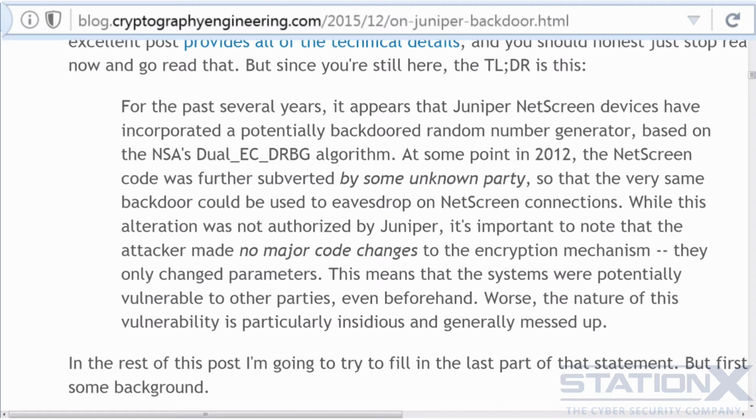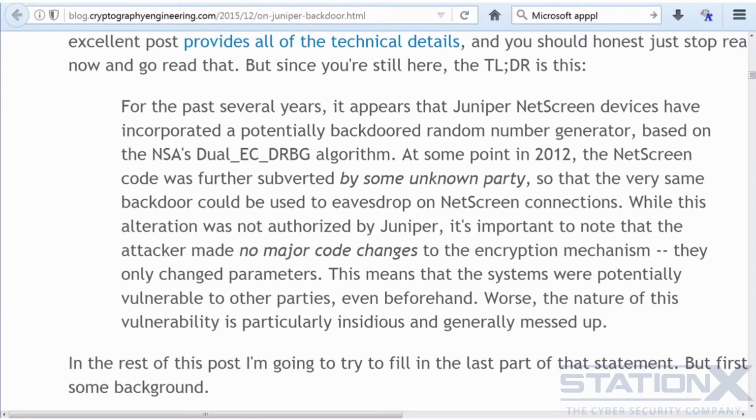Clearly a nation state or an expert hacker group, but also interesting that it's based on NSA's dual ECDRBG algorithm, which is one reason why people don't necessarily trust the standards put forward by the NSA in the NIST standards, because they believe that they've been deliberately specified in such a way that some of them are deliberately weak.